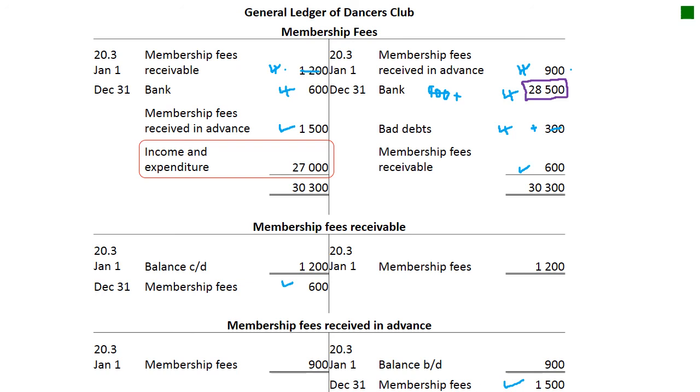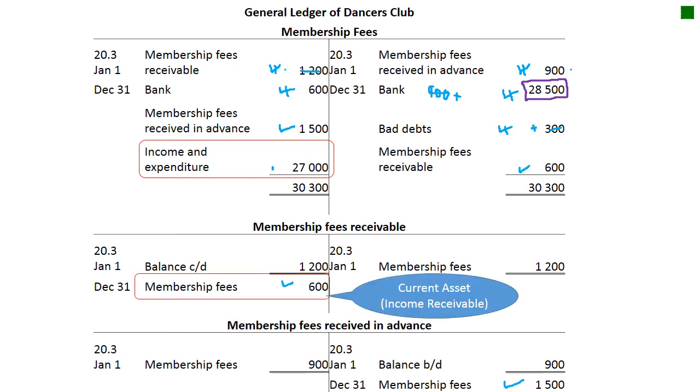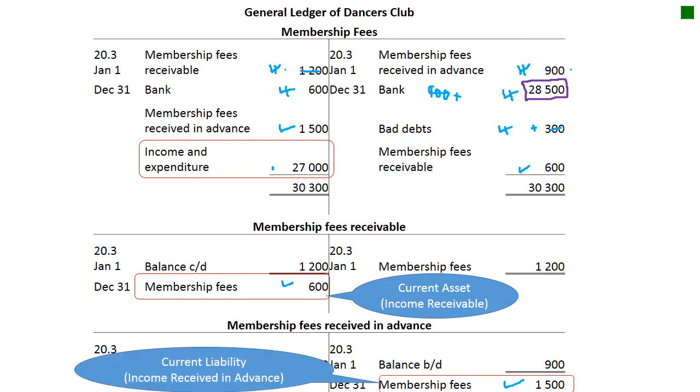The important amount is the 27,000, because that's the income earned for the year, which will go into your statement of income and expenditure. The membership fees receivable will show on your statement of financial position at the end of the year as a current asset called income receivable. And the membership fees received in advance will also go on your statement of financial position, but as a current liability called income received in advance. That's the end of this question.